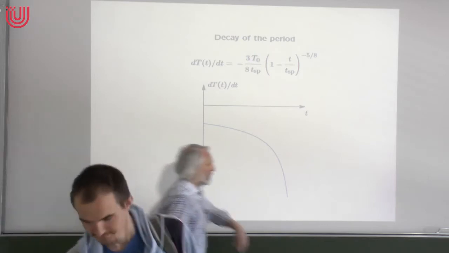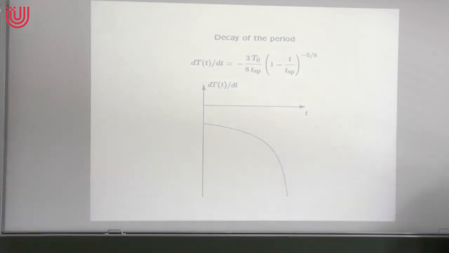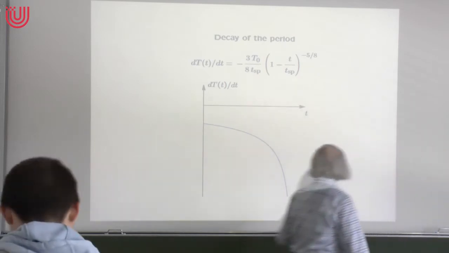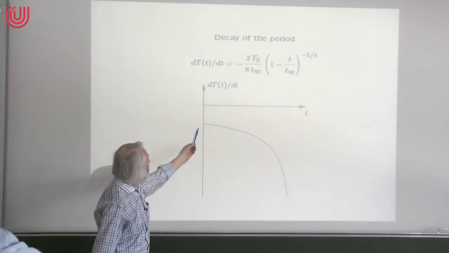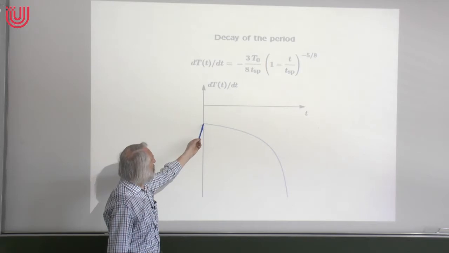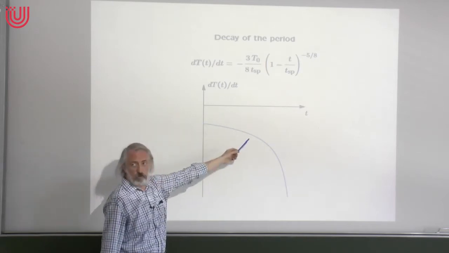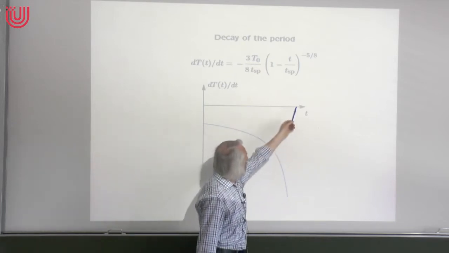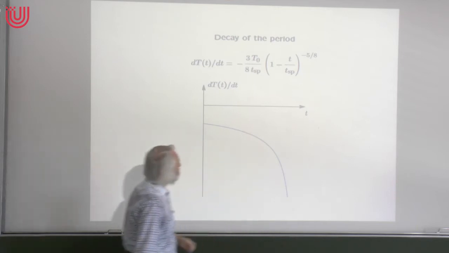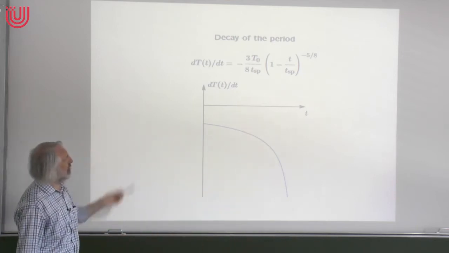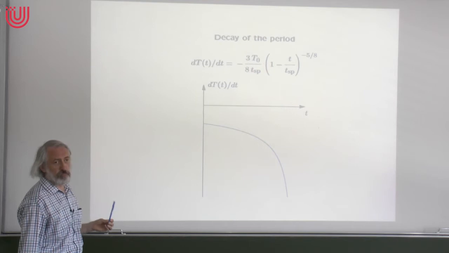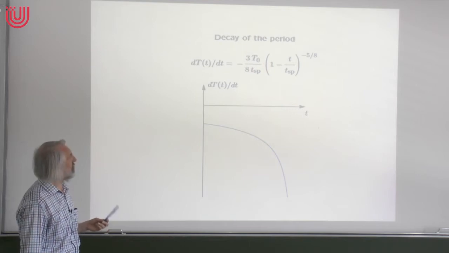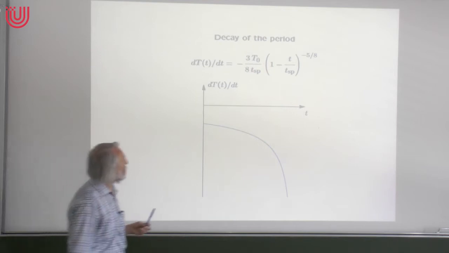So the system starts at a certain time. Then if t_sp is very large, it stays almost constant for a very long time. And then it goes down, and asymptotically it approaches t_sp. So this is the formula which we then want to compare with observations. That's something which you can compare with observation.